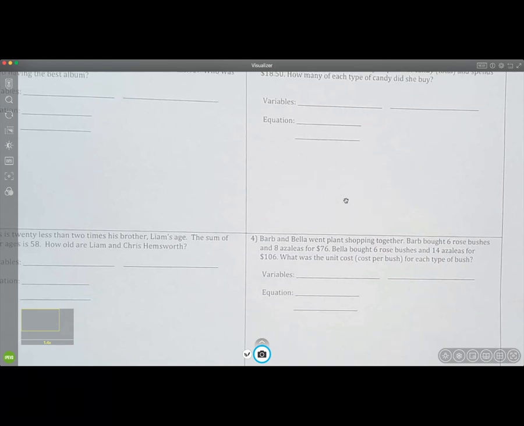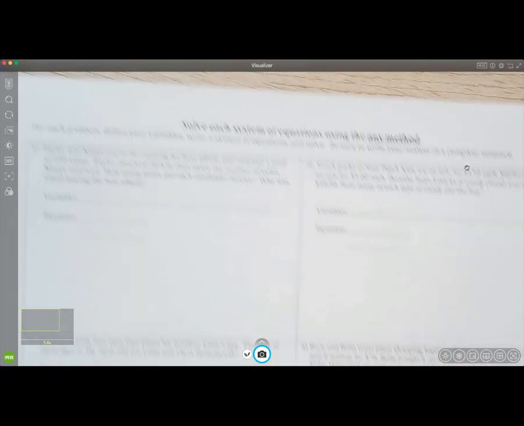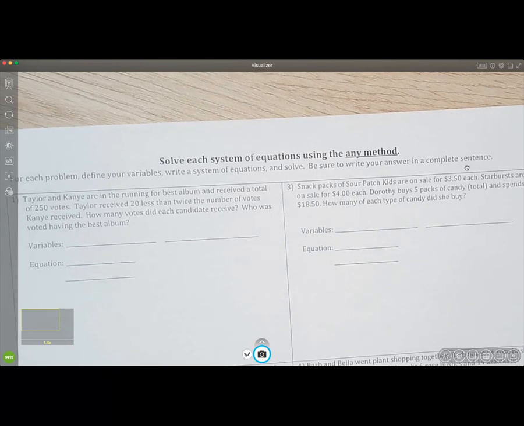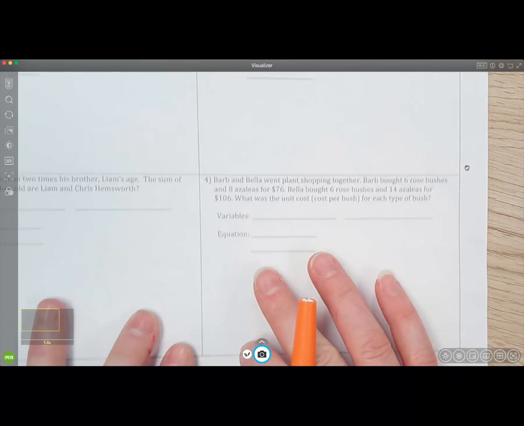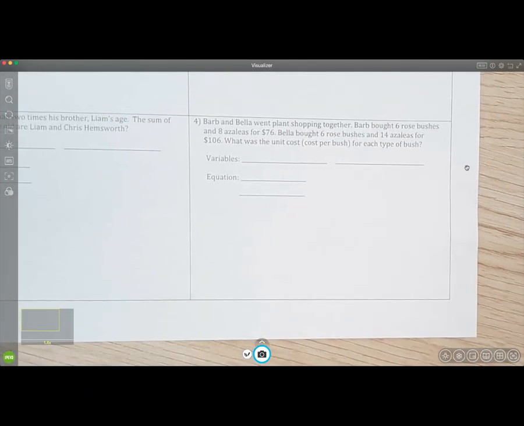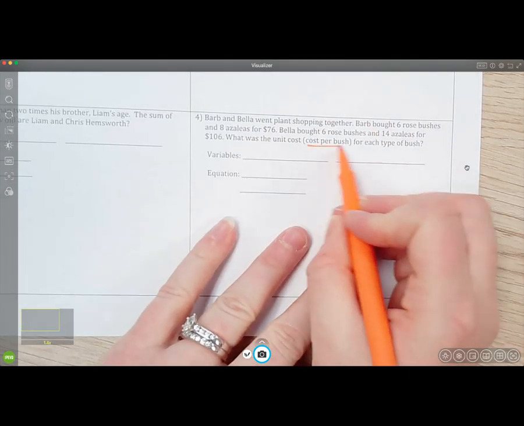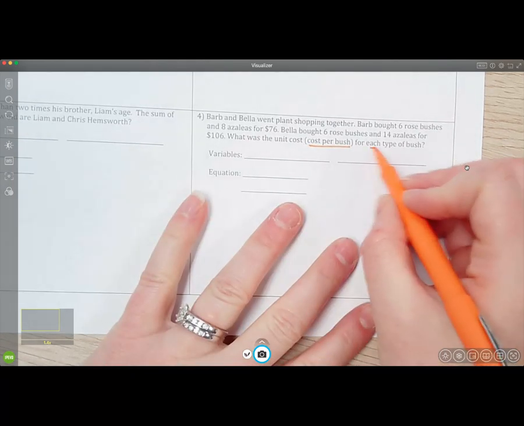So let's look at the worksheet that we had from last night, which was solve each system using any method. We're going to look at number 4. Barb and Bella went plant shopping together. Barb bought 6 rose bushes and 8 azaleas for $76. Bella bought 6 rose bushes and 14 azaleas for $106. What was the unit cost, which is cost per bush, for each type of bush?